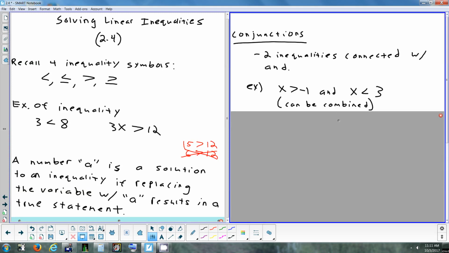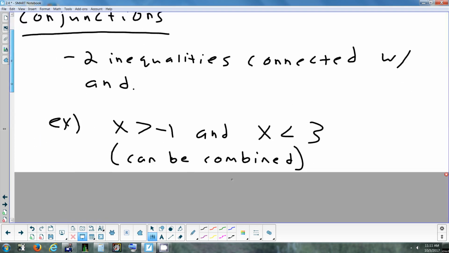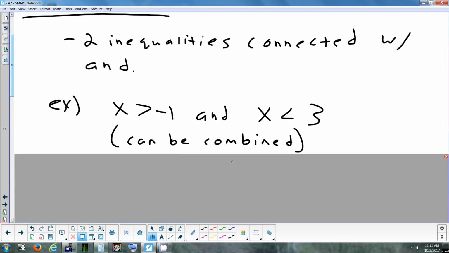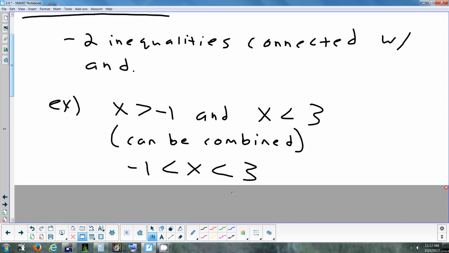Does everybody have what's on the left? So there's a conjunction. X is greater than -1 and x is less than 3. Now you can combine that into a single inequality. The way you combine it into one statement is you put the variable in the middle, you put the smaller number on the left, you put the bigger number on the right, and both inequalities point towards the smaller number.